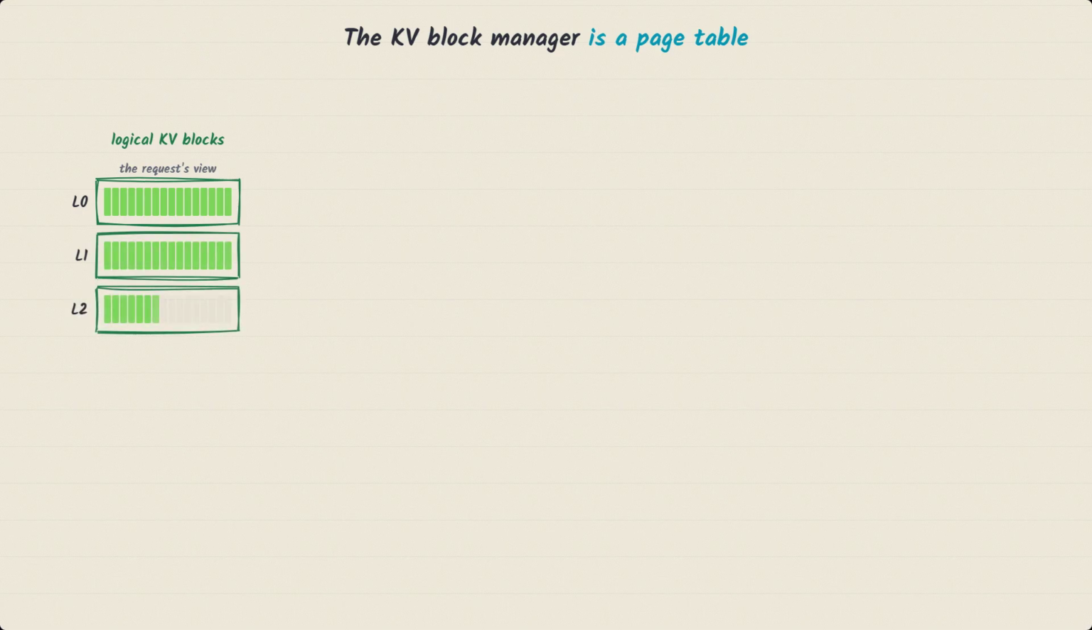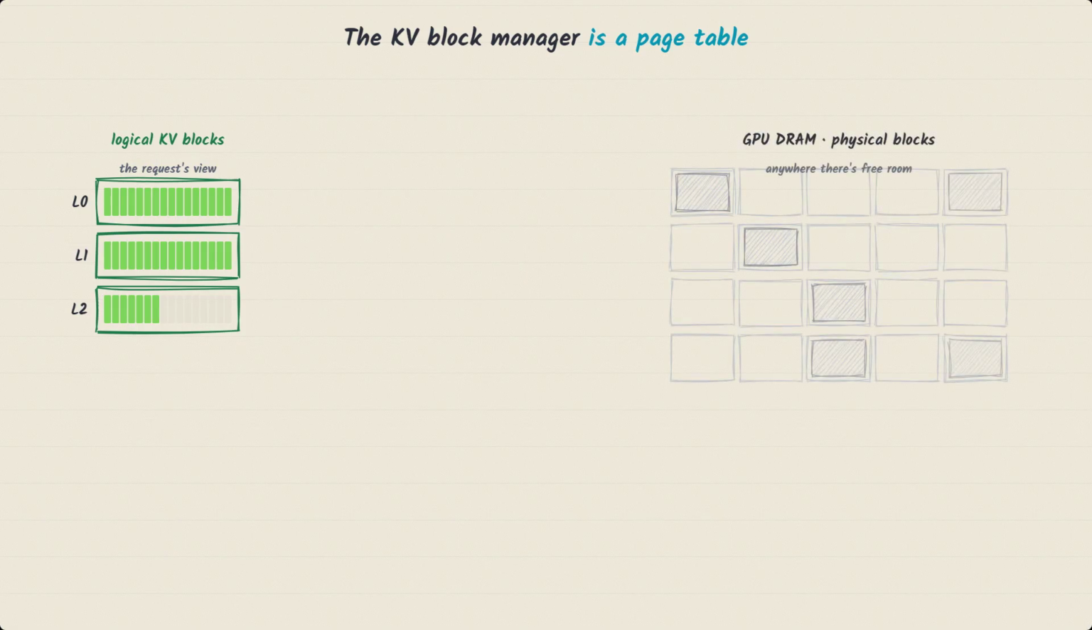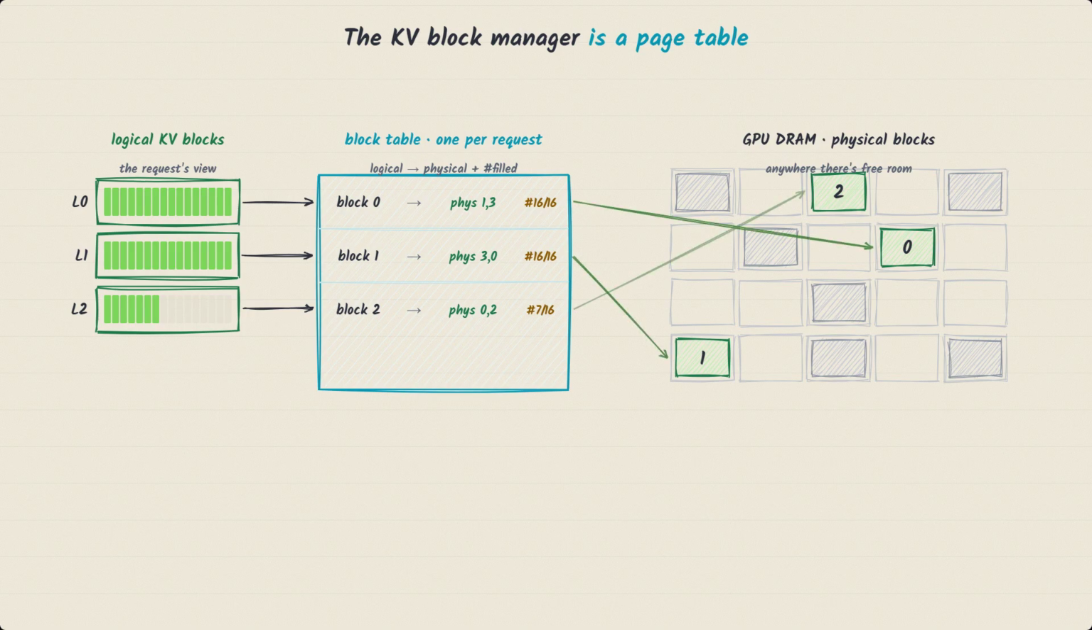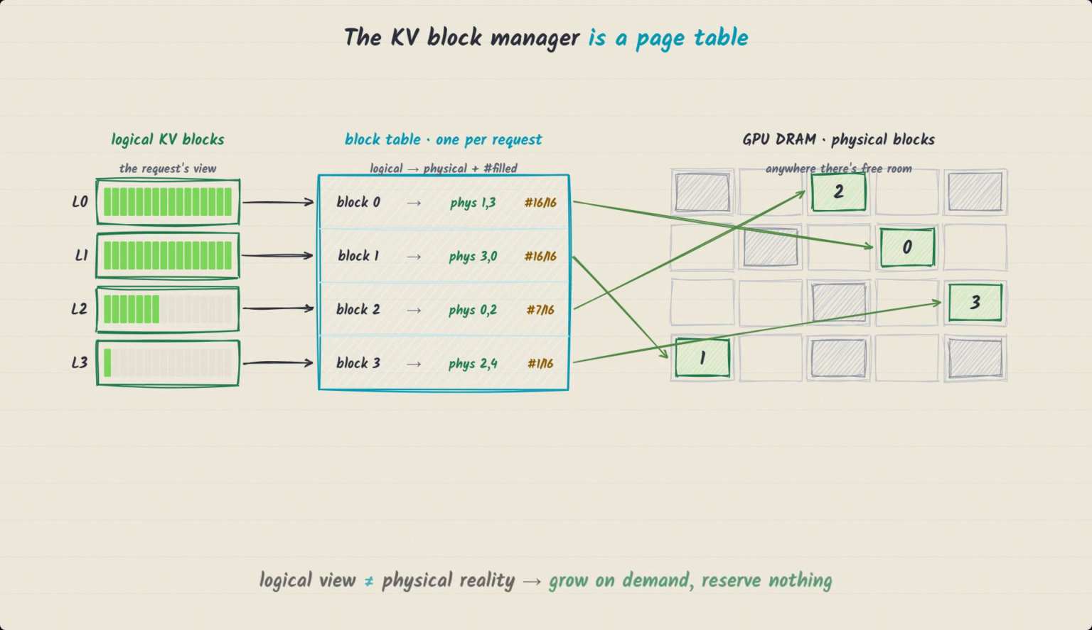Each request owns a list of logical KV blocks, numbered 0, 1, 2, filled left to right as tokens arrive. Physically, those blocks live wherever there's free room in GPU memory, in any order. A block table, one per request, maps each logical block to the physical block that holds it, and records how many slots in that block are currently filled. Separate the logical view from the physical reality, and you gain the superpower the old systems lacked. You can grow a request's KV cache on demand, block by block, without reserving a single slot in advance.